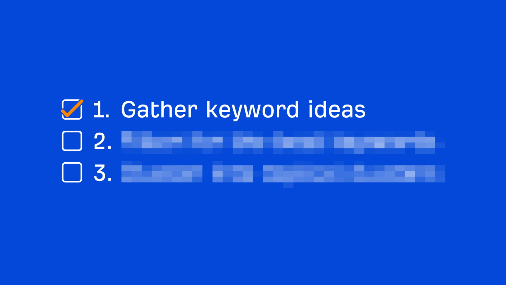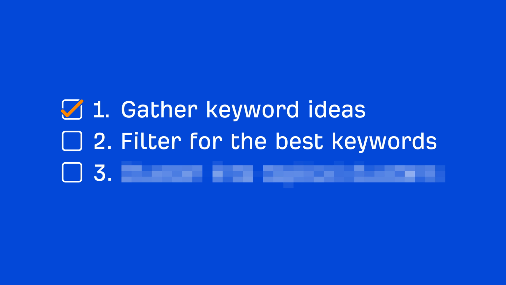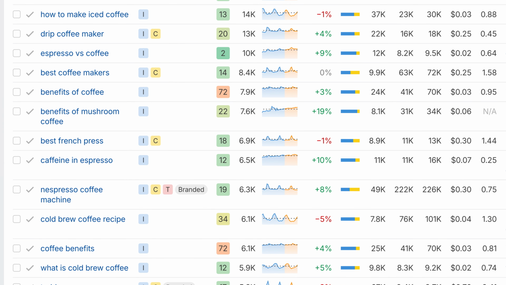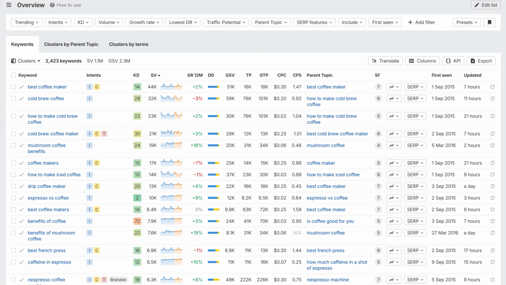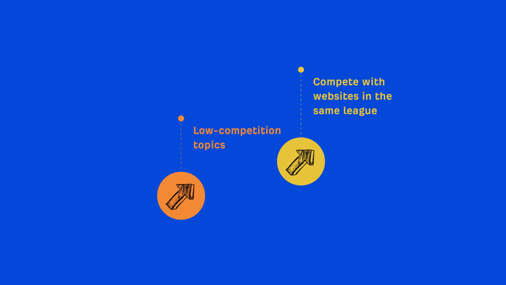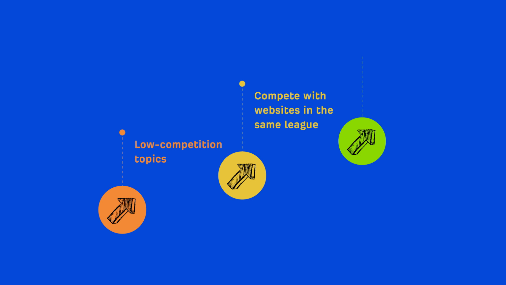Okay, once you're happy with the keywords you've gathered, it's time to filter them to find out the best and most appropriate ones for your business. But with so many keywords, how do you know which ones to target? The answer? Through keyword metrics. I'll show you how to use them to find high-volume, low-competition topics early on in the buying process that compete with websites in your league, which will help you gain more traffic and leads to level up your rankings.